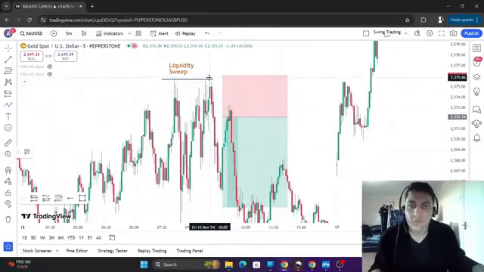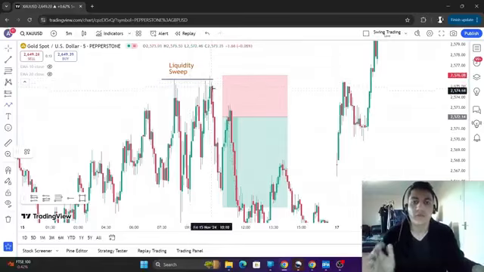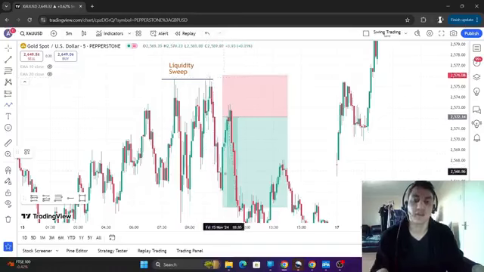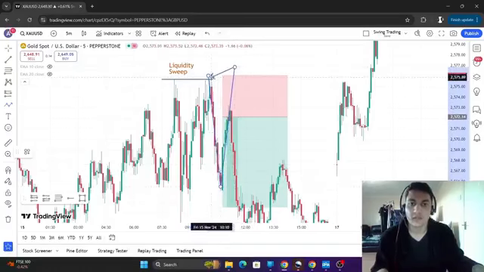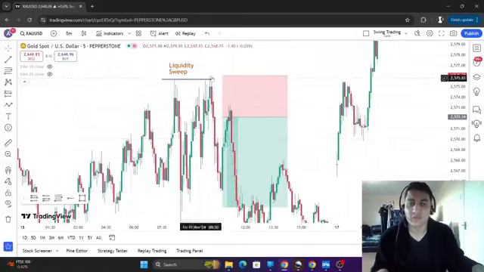Because price only came up here just to take out those stop loss orders. That's the only reason it went up there. It didn't go there for any other reason apart from just to wick up, take out those stop loss orders, so smart money could take the other side and ride price down. So it's super unlikely price is going to come all the way up, take out your stop loss, and then reverse. So it's very safe to put your stop loss here.